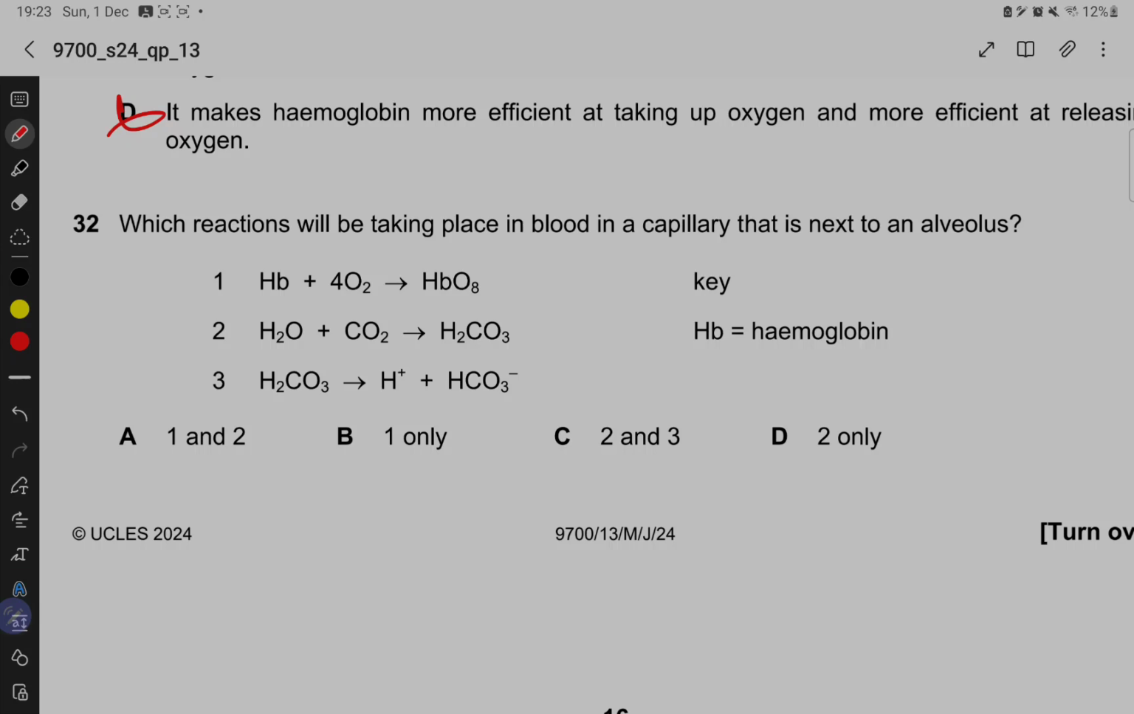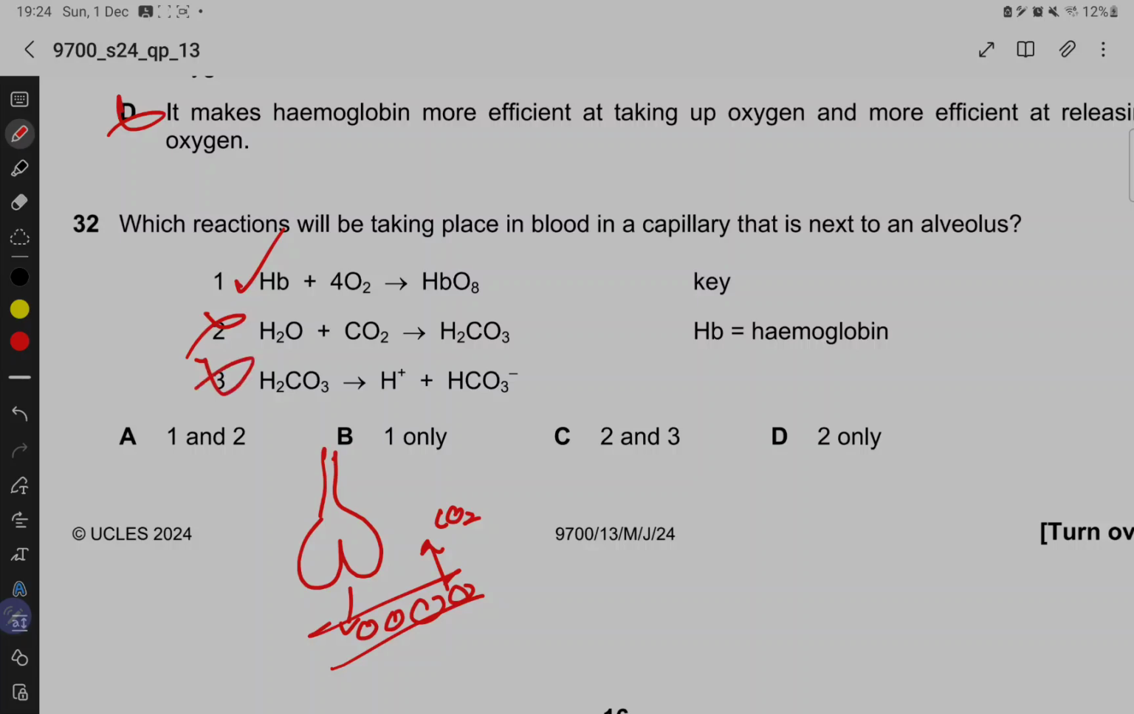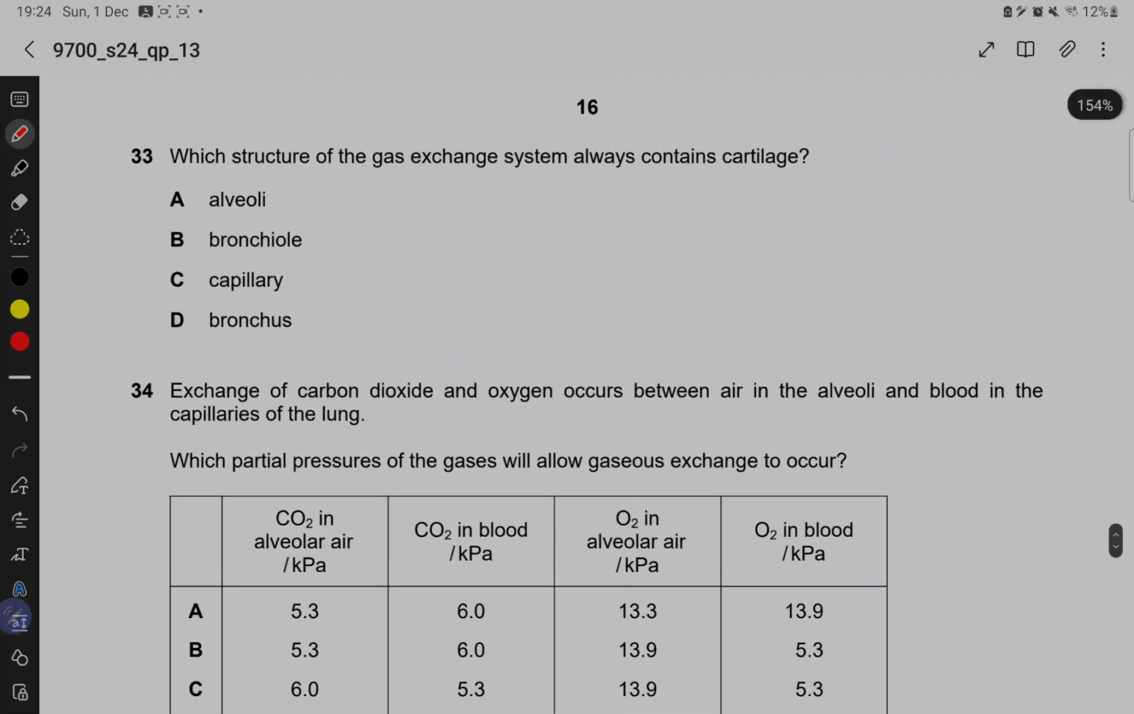So you have your deoxygenated blood going to your lungs, where the capillary is here. So this is your deoxygenated blood. You're going to release your CO2 and obtain your O2. So 1 looks correct. 2 is wrong. You're releasing your CO2. You're not taking any more in. And since 2 is wrong, you can't have 3. So it's just B.